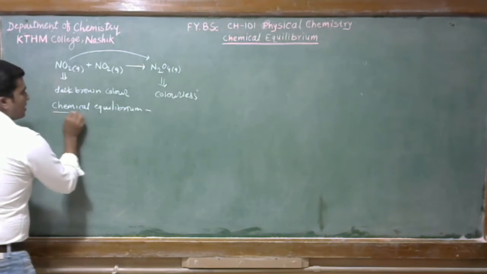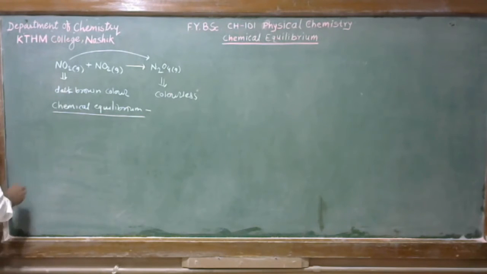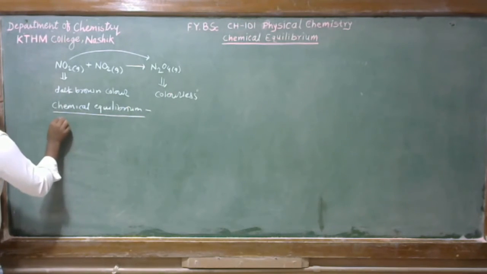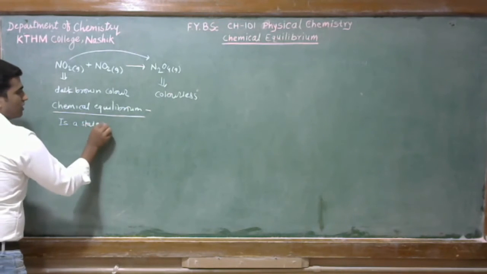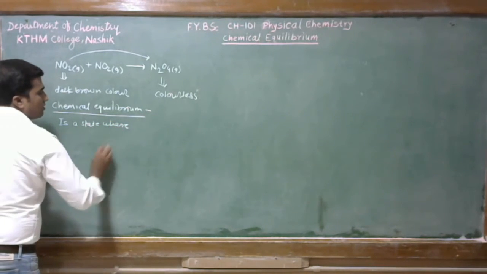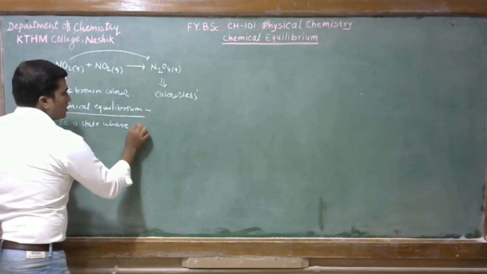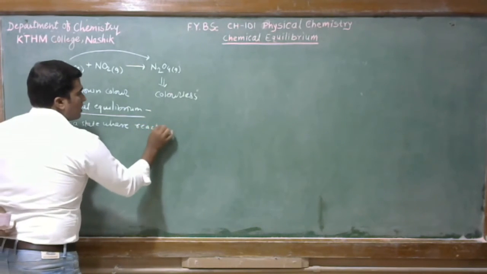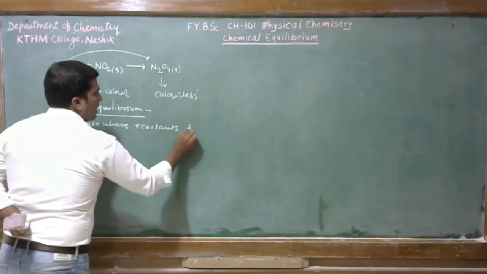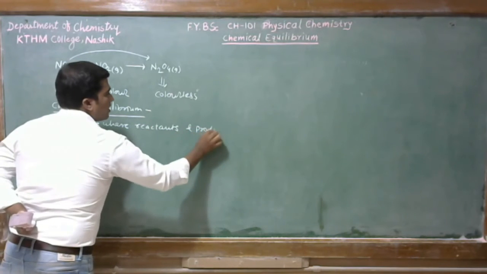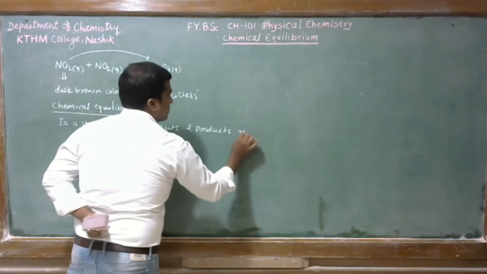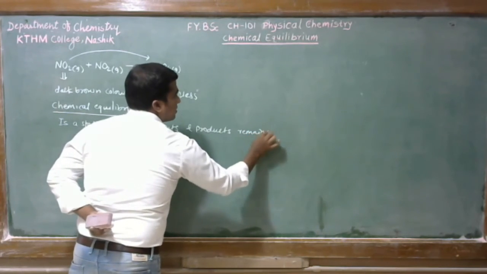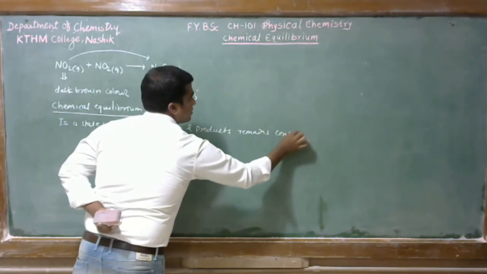So what do we mean by chemical equilibrium? The chemical equilibrium is a state where reactants and products remain constant.